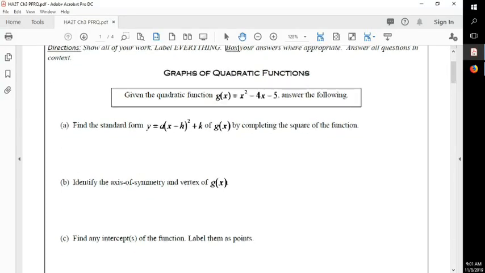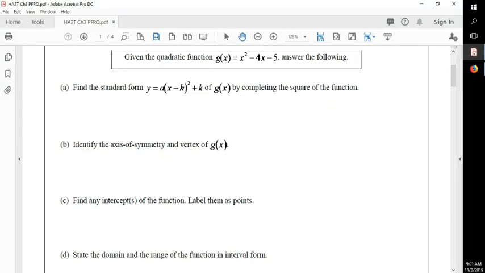Chapter 3, practice question 1. All right, here's a quadratic function. We're going to answer this. Now, the first thing we're asked to do is to find the standard form. This is the vertex standard form of g of x, finding g of x by completing the square. It couldn't be more explicit for you. All right, so let's write this out.